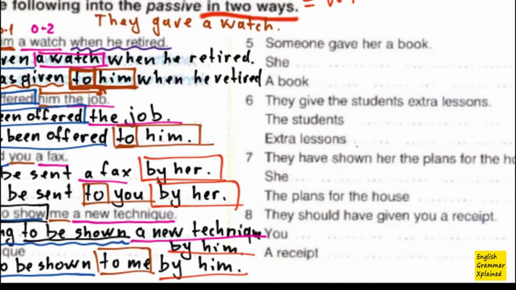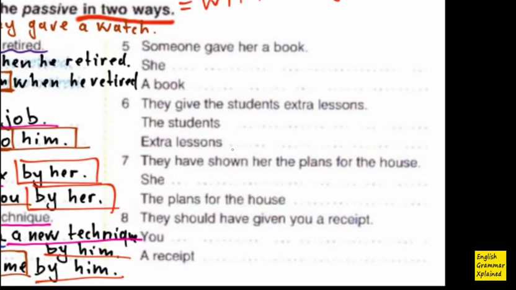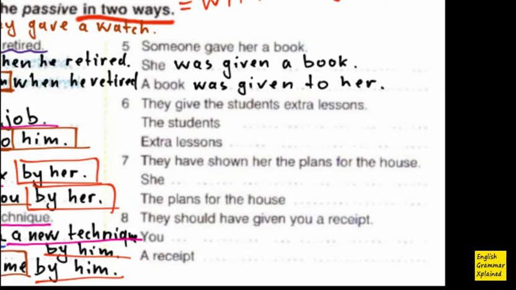So the next one, number 5. Someone gave her a book. So here she was given a book. And here a book was given to her. The same thing as in number 1, 2, 3, and 4.